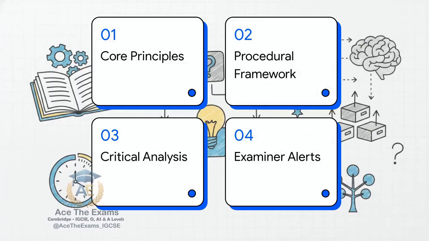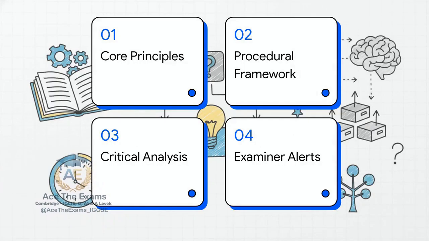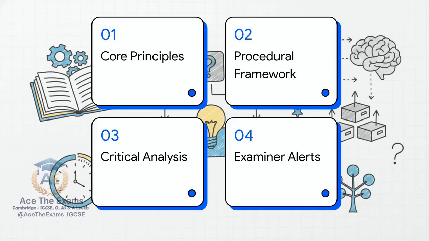To pull off this transformation, here's our strategic briefing agenda for today. First, we'll cover the core principles. Second, we're going to build a foolproof procedural framework. Third, we'll dive into critical analysis to audit your algorithm quality. And finally, we'll cover examiner alerts to ensure you dodge those historical traps. Let's get straight to work.